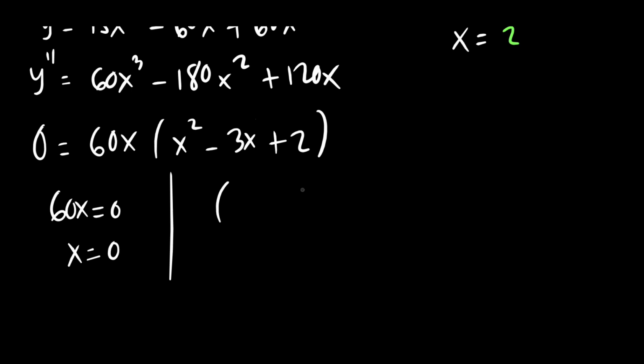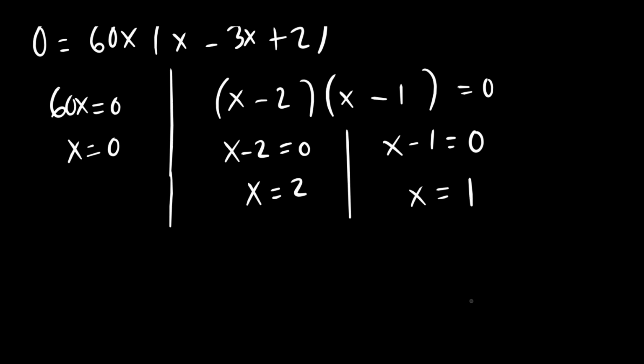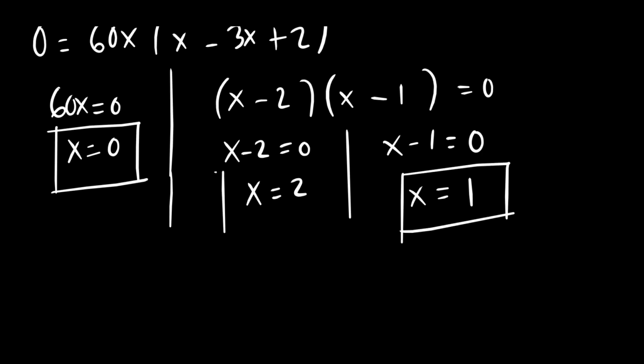So again, we'll factor this x squared minus 3x plus 2. So two numbers with a product of 2 that have a sum of 3. So it is negative 2 and negative 1, right? So we'll have x minus 2 equal to 0, so x is equal to 2, and x minus 1 equal to 0. So we'll have x is equal to 1. So these are now our critical points: x is equal to 0, x is equal to 1, and x is equal to 2.